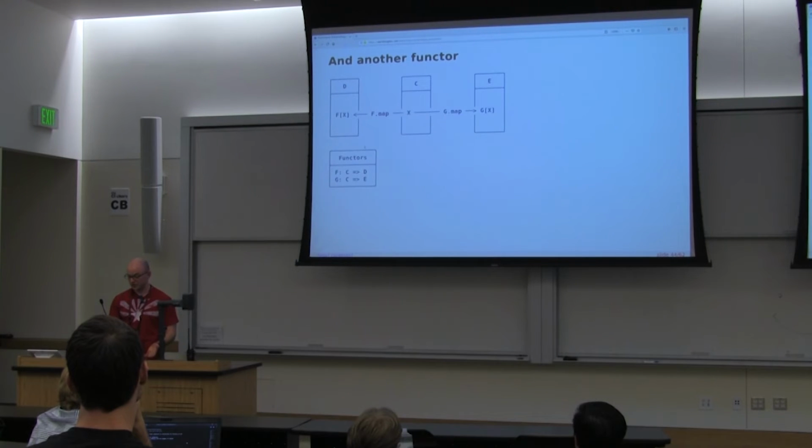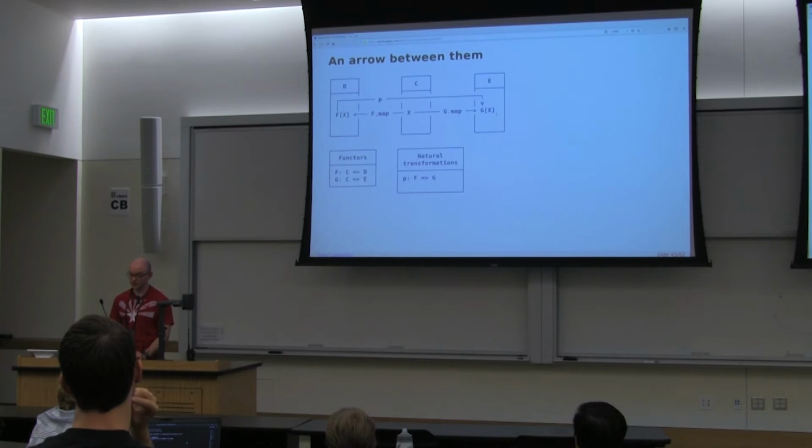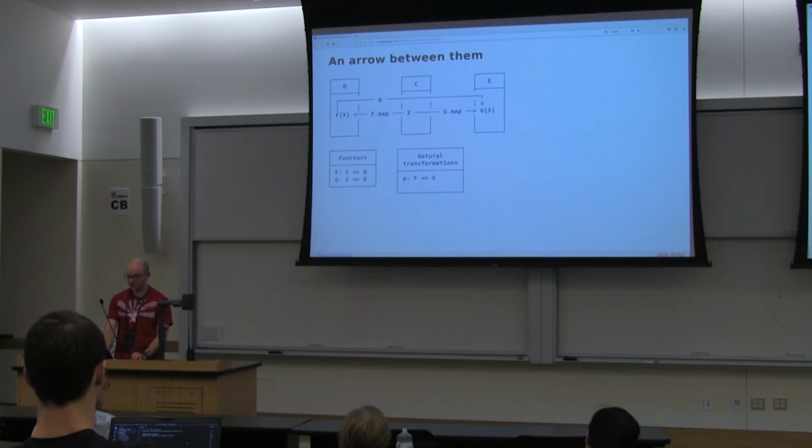And now with a new functor G, which is a functor from the category C to the category E, we can take our X object and map it into the E category as a G of X. So now let's add a natural transformation P. So again, we actually have 5 categories here. We have category C, category D, category E, and then the category of functors, in which functors are objects, and the category of natural transformations, in which natural transformations are objects. So we've added a natural transformation P, and that's an arrow from F, which is a functor, to G, which is a functor. So P is an arrow between functors.